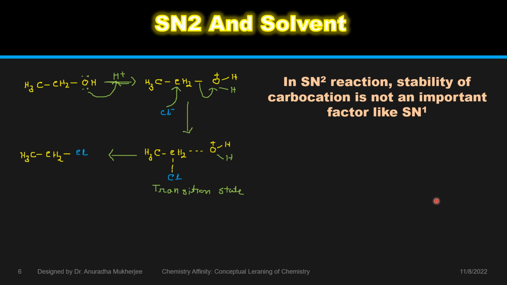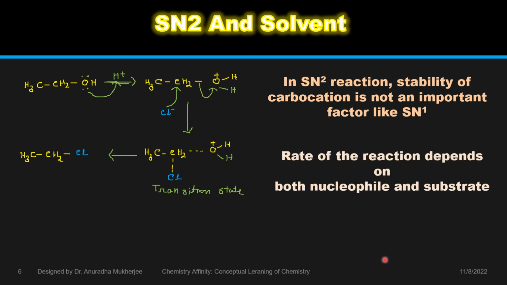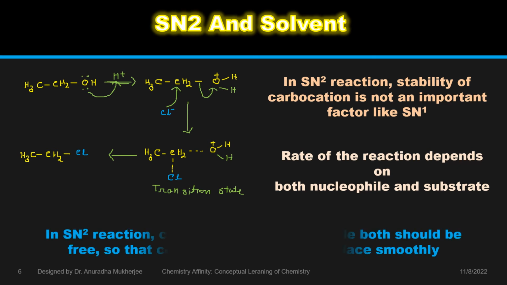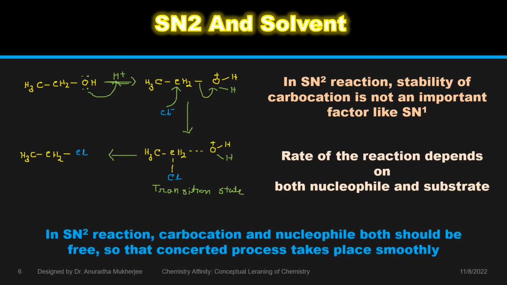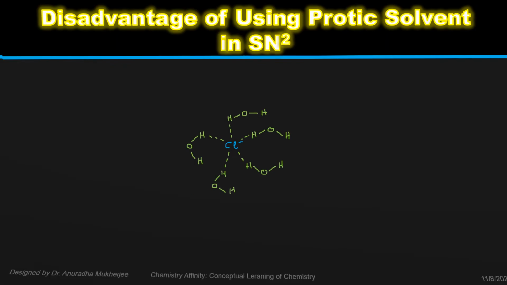So in the SN2 reaction, stability of carbocation is not an important factor like in the SN1 reaction. And here, the rate of the reaction depends on both the nucleophile and the substrate. That's why in the SN2 reaction, the substrate and nucleophile both should be free. They should not be surrounded by the solvent molecules. If the nucleophile and substrate are free, then only the concerted process can take place smoothly.